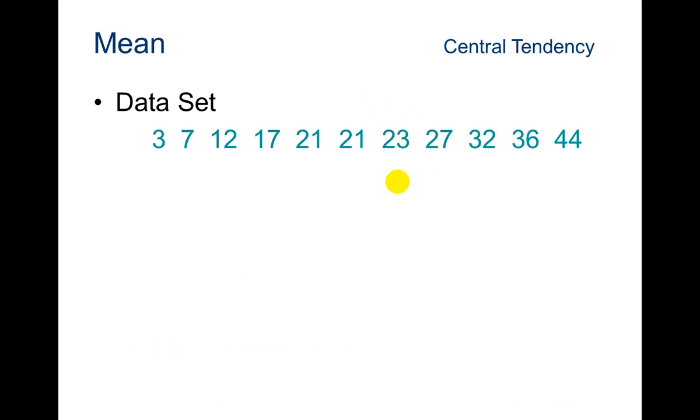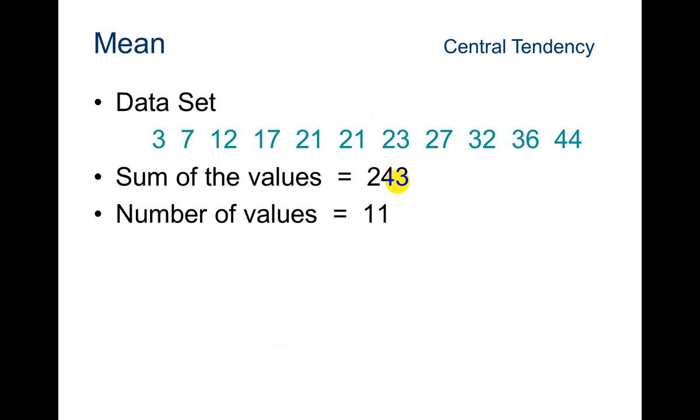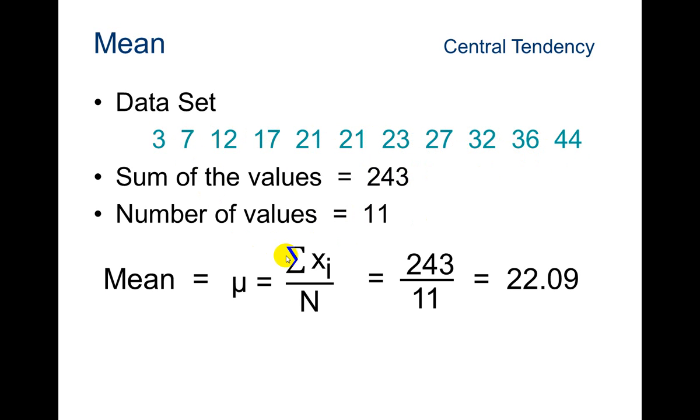Let's look at this example data set. If I wanted to find the mean of this set, I would first add up all of the values. So when I add 3, 7, 12, 17, 21, 21, 23, 27, 32, 36, and 44, I come up with 243. If I counted how many data points there are in this set, I find there are 11. So when I follow the formula, I take the sum of all of the points, 243, and I divide by the number of points, which was 11, and I get 22.09.